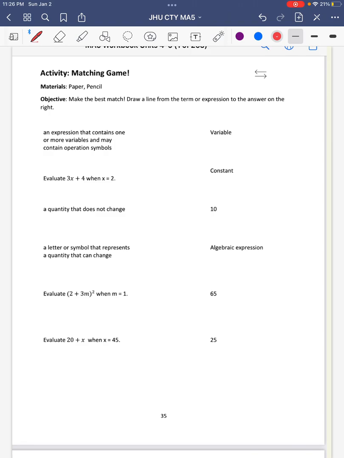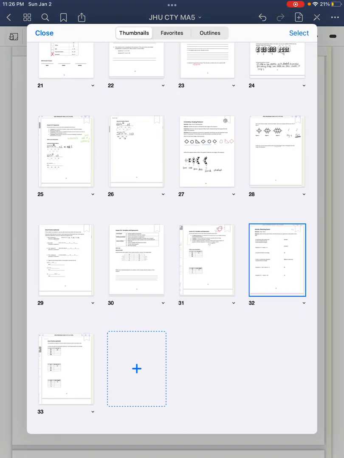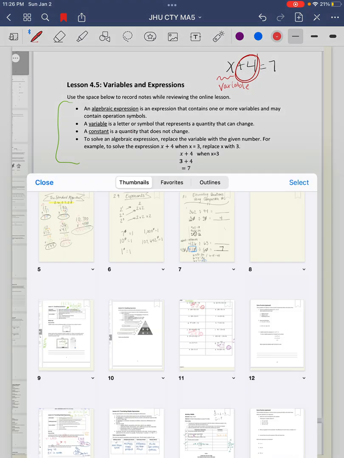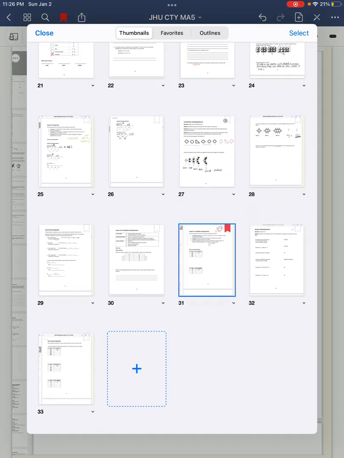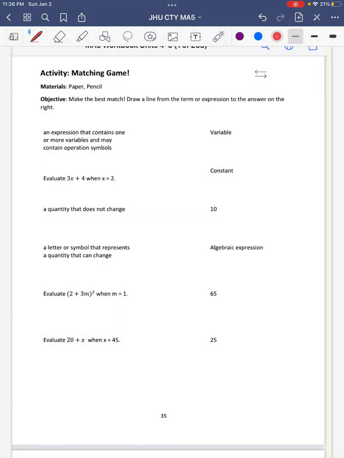Okay, so let's just look at one. A quantity that does not change. We just saw that on the last page, and I'll even show it to you. What did we say a quantity that does not change is? It is a constant. Not to be confused with a constants, which we have in our classroom, but a constant. So I'm going to draw a line. I'm going to change my colors every time I draw a line too, because that's a cool thing to do, right? So something that stays the same is constant.